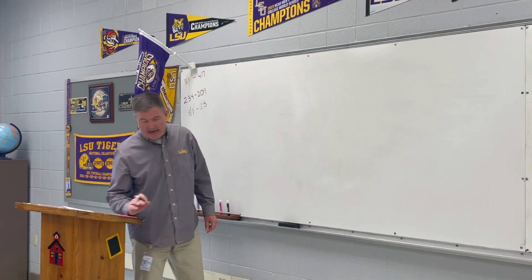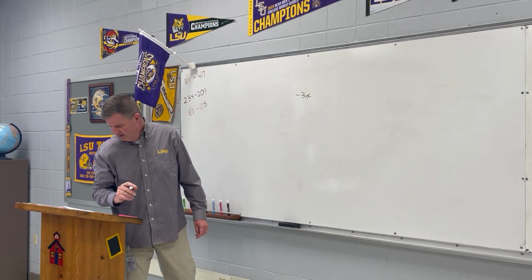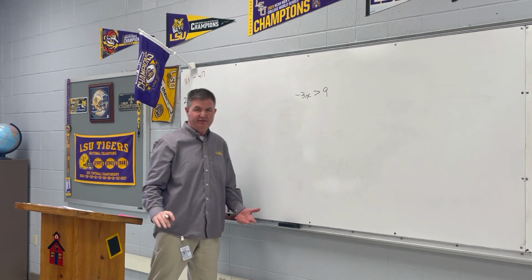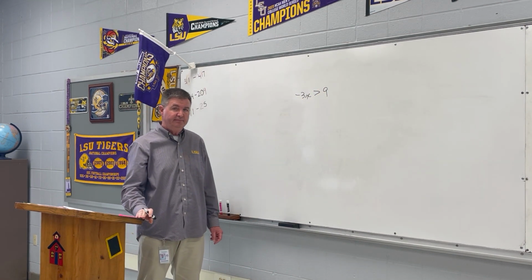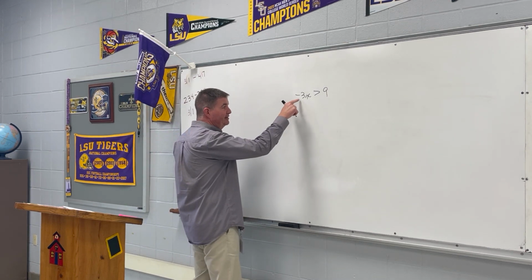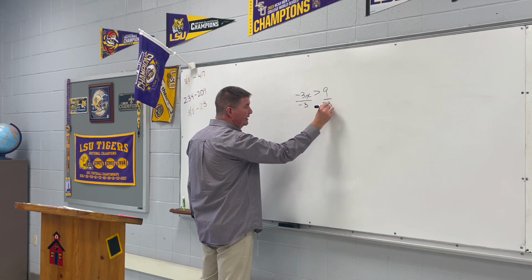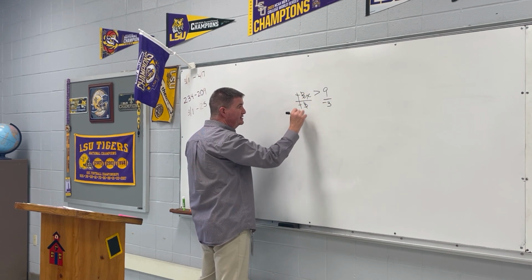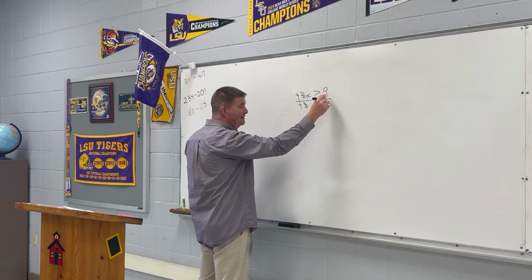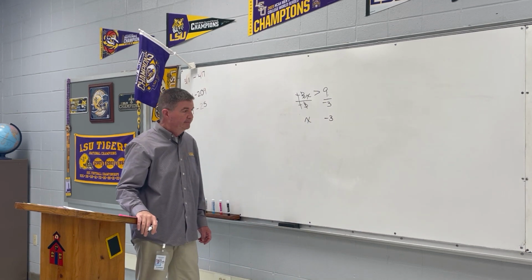We have negative 3x is greater than 9. Well, it's not really a big deal. It's the same thing we've been doing. What are we going to do? We want to isolate x. I have to get rid of the negative 3, so I divide by negative 3. Here the 3's and the negative cancel out, so I have x. And 9 divided by negative 3 is negative 3.